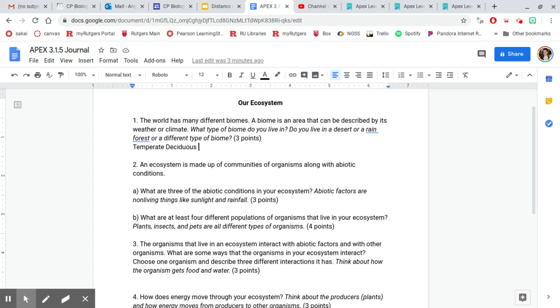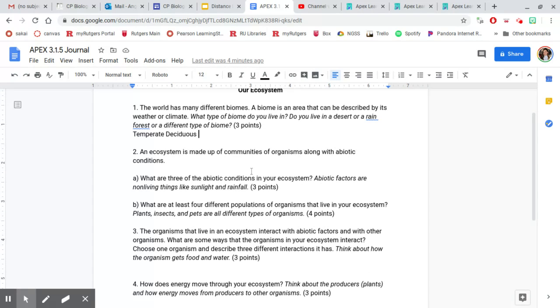So the first question says, the world has many different biomes. A biome is an area that can be described by its weather or climate. What type of biome do you live in? So I wrote it there for you because it could be hard to spell, but we live in a temperate deciduous, meaning that we have different weather. So we have 4 seasons here. We see summer, fall, winter, spring. Usually they're all in their right season. I know lately we've had snow in May, but so we see different seasons. So we are temperate deciduous.